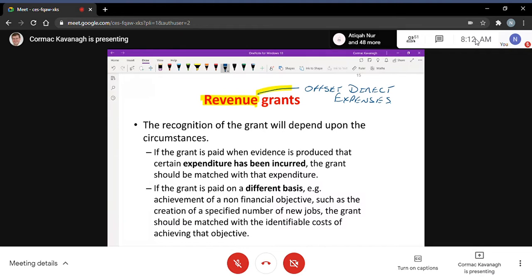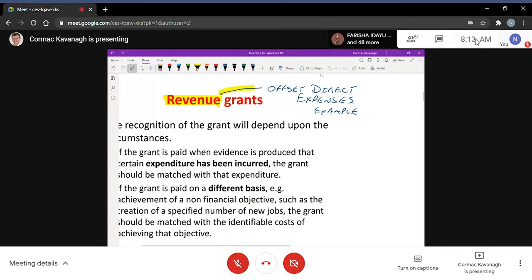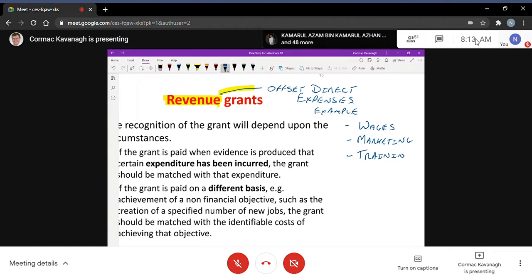So, for example here, the government might give grants directly against wages and salaries, marketing, staff training, etc. The other big one that government often support and provide grants for is research. So if we engage in direct expenditure, then the government will pay us some contribution towards that, and therefore we can use that to cover the cost of the item, or to reduce the burden to the company.